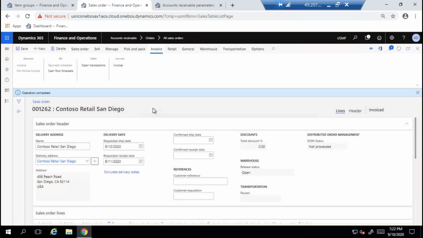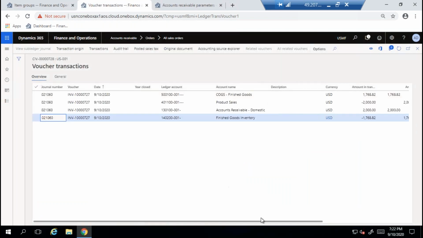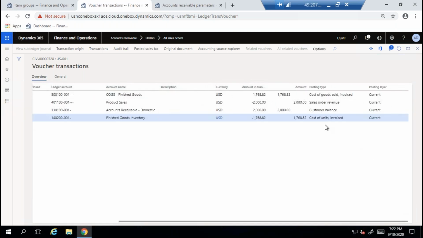If you verify the voucher, it will be only 4 transactions. Customer account debit to sales revenue account credit. Cost of goods sold, that is the cost of the material, debit, and inventory, meaning cost of units, credit. Okay. This is only the regular scenario.